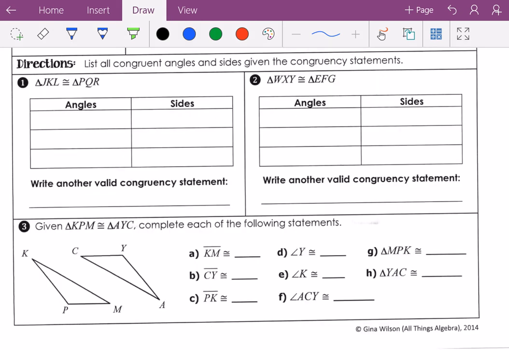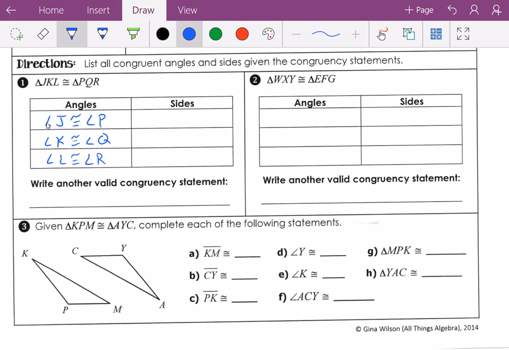So looking at the first problem here, we have triangle JKL is congruent to triangle PQR, and it wants to know, listing all the congruent parts of this, first by the angles. So we use the first angle first, so angle J must be congruent to the first angle, angle P. Angle K must be congruent to the second angle, angle Q. And angle L must be congruent to the third angle, angle R.